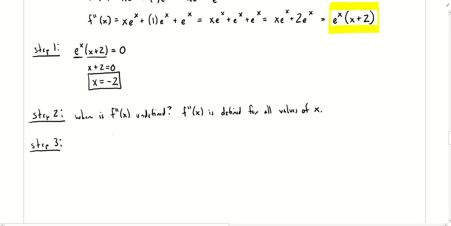So in step 3, here's where I draw my little number line, and I'm going to put on this number line all of my potential inflection points from step 1, and any points where my second derivative is undefined. Well, my second derivative is defined everywhere, and there's only one possible inflection point, negative 2. So I'm going to have a pretty boring number line here. It's just going to give me two intervals: x less than negative 2, and x greater than negative 2.